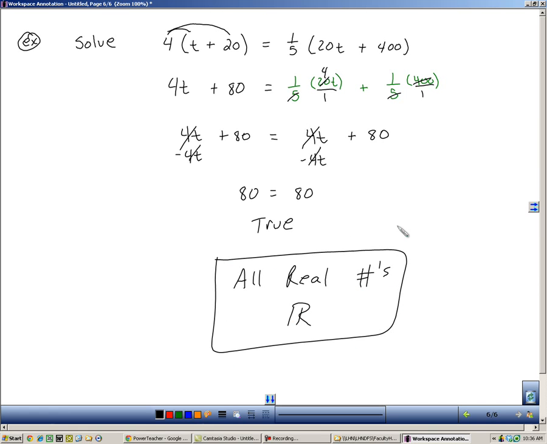Now this has a special name. This is called the identity. If you get a solution in which all the numbers in the world will work, it's called the identity.